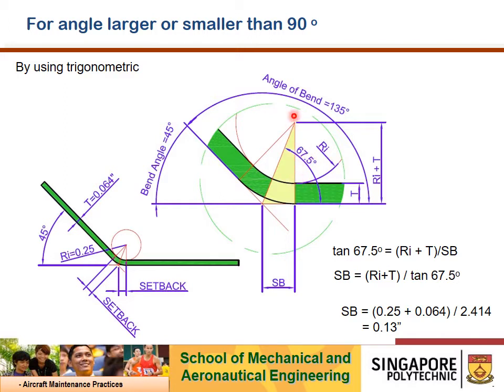You see, from this point, the distance traveled here is the bend radius, and plus the material thickness, this will give me my distance, which is known in this case. Earlier the question was 0.25 bend radius plus 0.064. This will give me the distance here. So with the given angle and given distance of the opposite, I should be able to calculate my setback. And here you are: the setback is 0.13 inch, as per what we showed earlier using the K chart for 45 degrees.